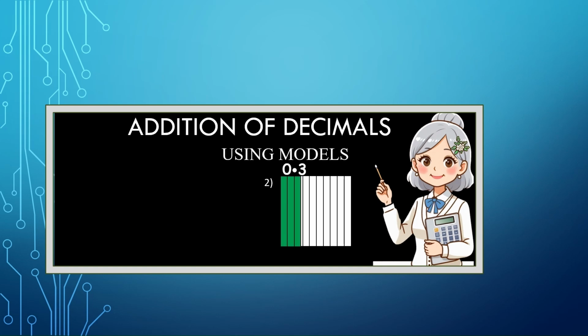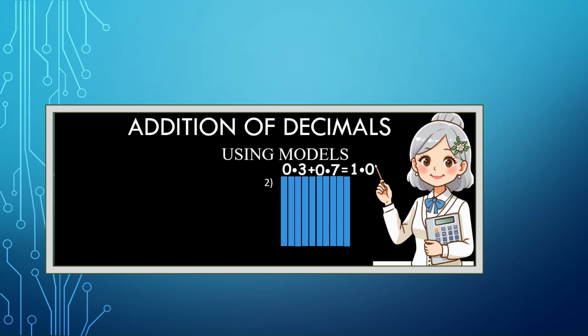Now shade 3 parts in one color to represent 0.3, and 7 parts in a different color to represent 0.7. When we add them, we fill the entire square, which is equal to 1 whole or 1. Please remember, adding decimals is just like adding whole numbers. The only difference is that decimals involve fractions.